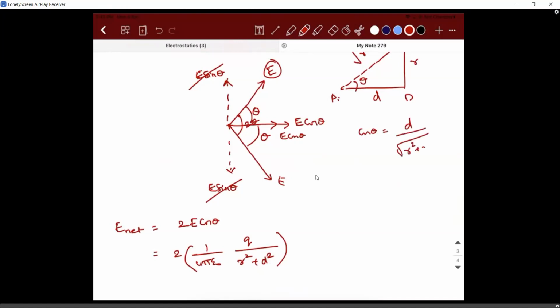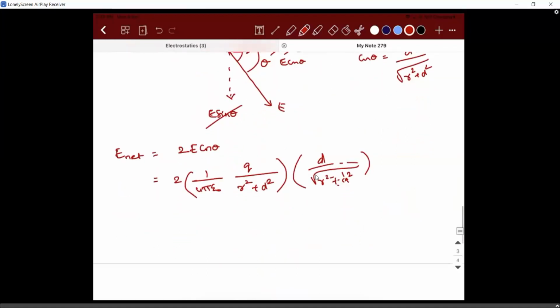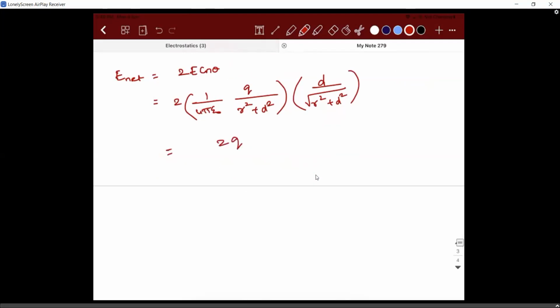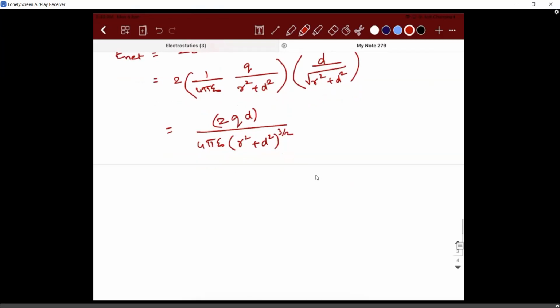Very good. So D divided by root of R square plus D square. So what will be in the numerator? 2Q into D divided by 4 pi epsilon naught into R square plus D square, the whole power 3 by 2. So, but what did I tell you in the previous scenario?